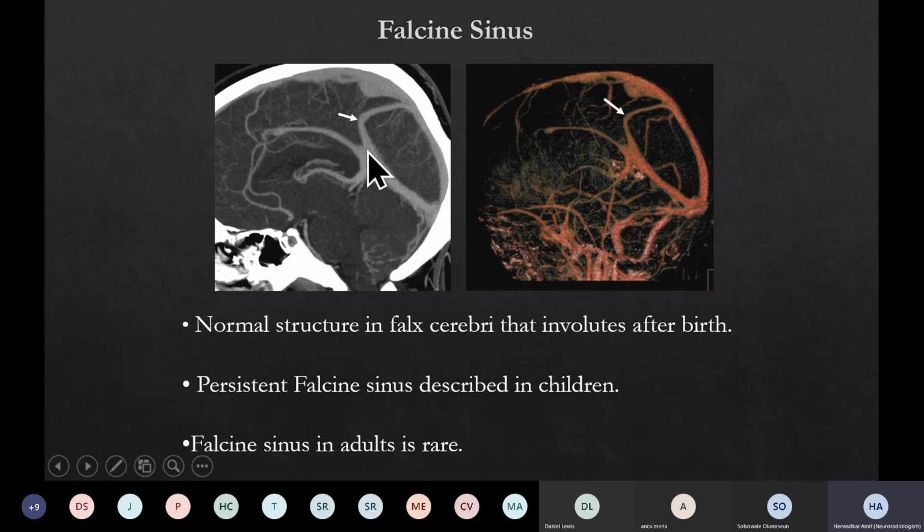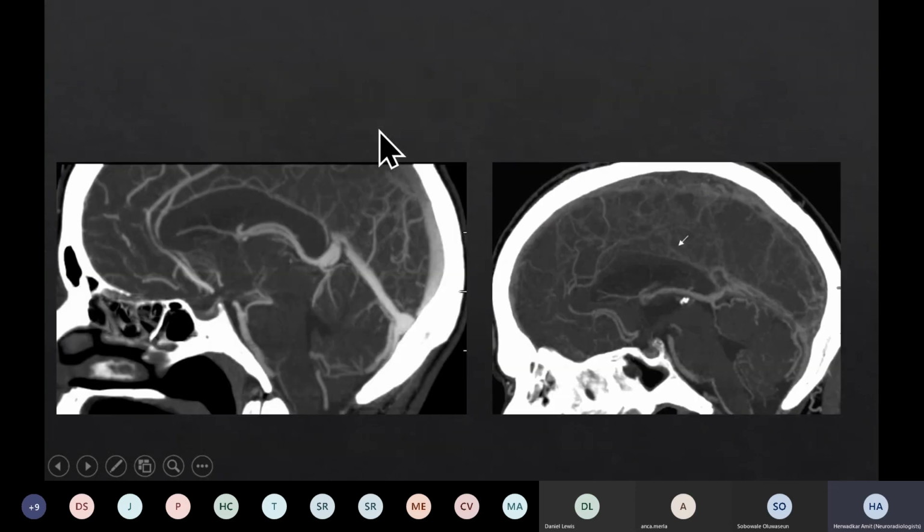Just another variation in the theme here, you see it sometimes in children. This is what is called a falcine sinus, which is a midline sinus, which actually drains part of the inferior sagittal sinus or the internal cerebral veins into the superior sagittal sinus, instead of into the straight sinus. This is just a variation in anatomy, but you see this predisposition sometimes in children.